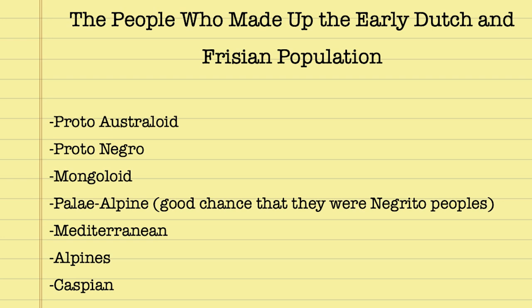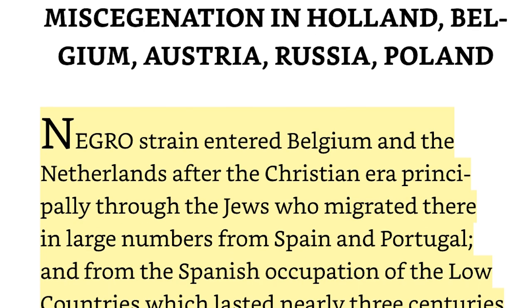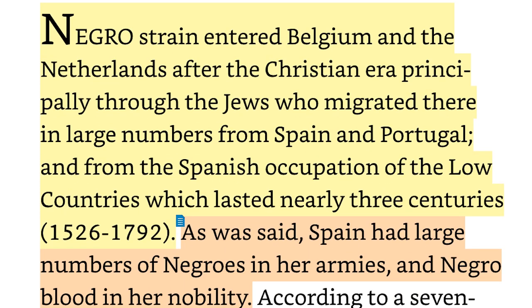We already covered that just a minute ago. And then Caspian types. So let's go ahead and go back to Sex and Race chapter 16, and let's come full circle with the point. And as you can see, it's talking about Negro strain entering Belgium and the Netherlands after the Christian era via the Yahudi or the originals who migrated there from Spain and Portugal.